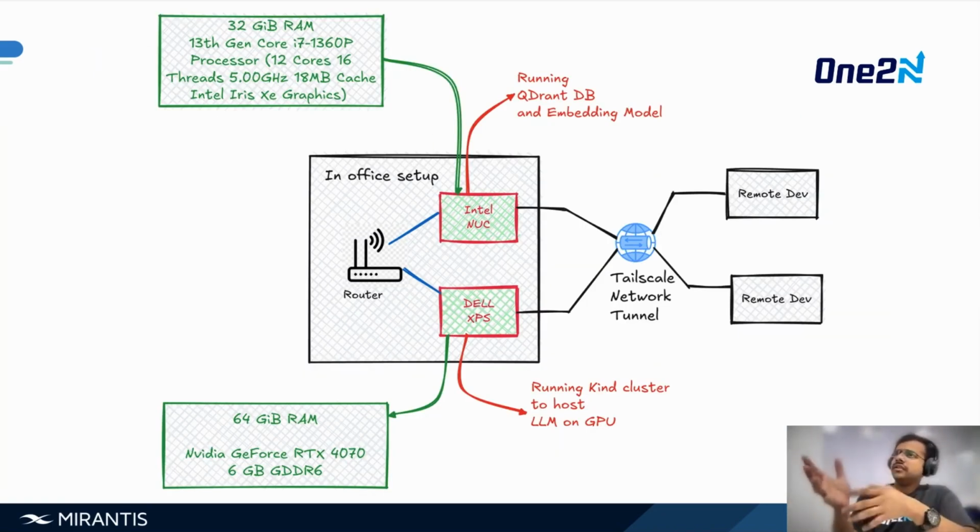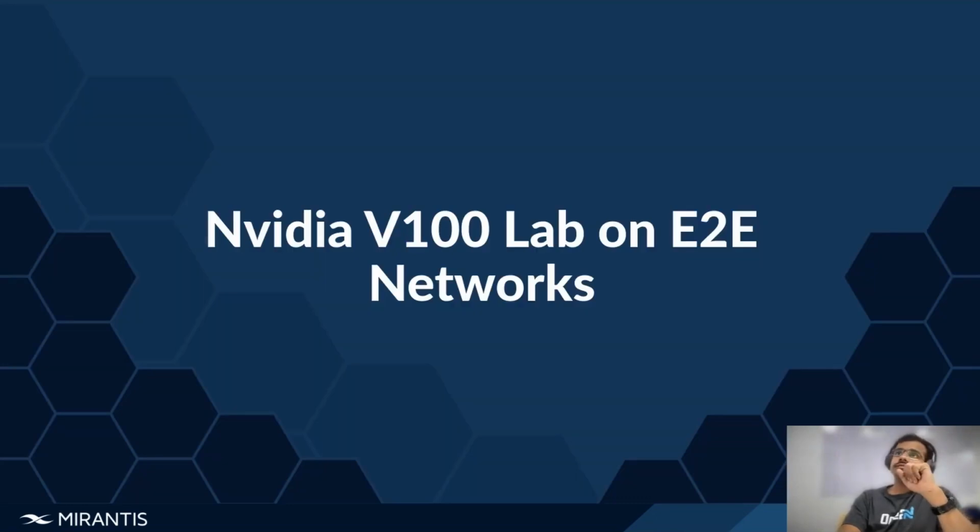We had a zero trust network with Tailscale, and our devs were working remotely. We had an Intel NUC, which was used to host our Qdrant database and the embedding models. We had an XPS lying around, which had an NVIDIA GeForce RTX 4070 with around 6 gigabytes of graphics memory. And this is where we were running our kind cluster, which was running the LLMs on GPUs.